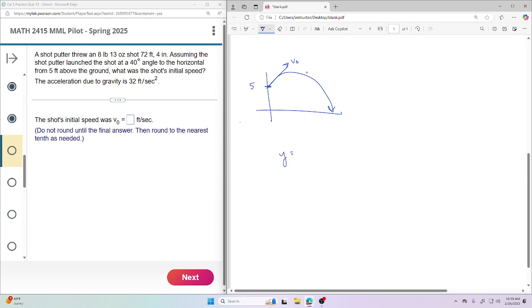So I'm going to go back to y, 5, and then I have v naught sine of 40 t minus 16 t squared, and I want to set it equal to 0 again to find out where this is. And then my x is 0, v naught cosine 40 t, and I need to set that equal to, oh, I already have that one, don't I? That's that 70 and 4 inches, 72. So how would I express 4 inches? 4 over 12.